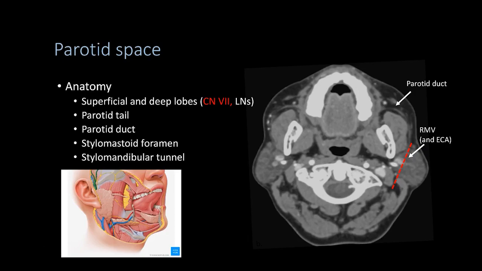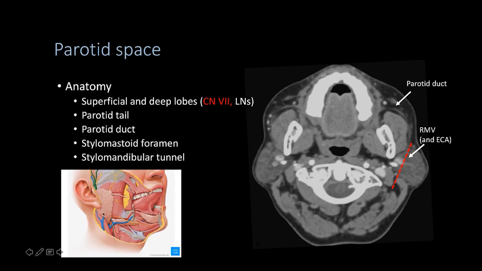So the parotid space, or the parotid gland, can be divided into superficial and deep lobes based on the plane of the seventh cranial nerve. We can't always see the seventh cranial nerve, so we estimate its location by drawing a line from the region of the stylomastoid foramen to the lateral margin of the retromandibular vein. So these two vessels, the larger of which is going to be the retromandibular vein, and the smaller one adjacent to it is the external carotid artery.